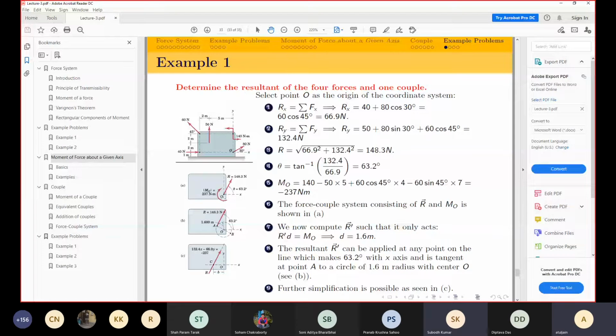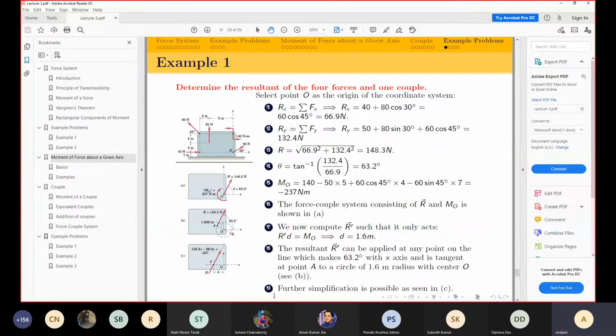Sir, O is not unique, na? O is not unique. We could have done this exercise anywhere we liked. We decomposed all the forces and couples into a force and couple at point O. You could have done it at any other point. The value would be different, but the final answer, this figure C, would always come out the same. Okay, thank you, sir.